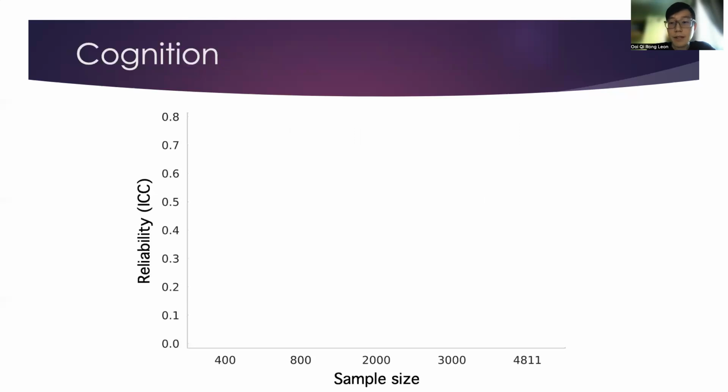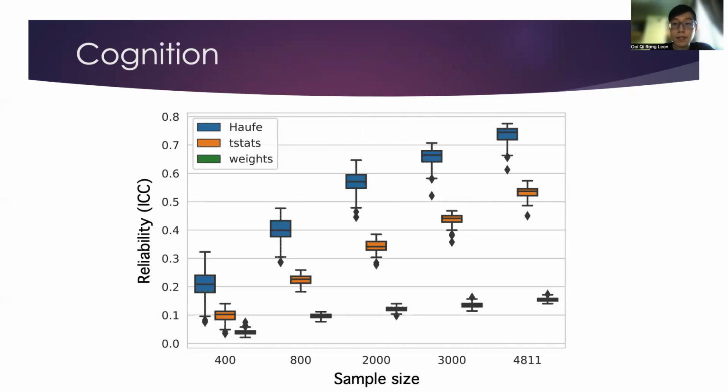So here are the results. Let's firstly look at the reliability of feature importance for cognition behaviors. Over here on the x-axis, we have the different sample sizes that we looked at, and on the y-axis, we have the reliability in terms of ICC. The blue boxes are for the Haufe transform weights, the orange boxes are for the t-statistics, and the green boxes are for the original regression weights.